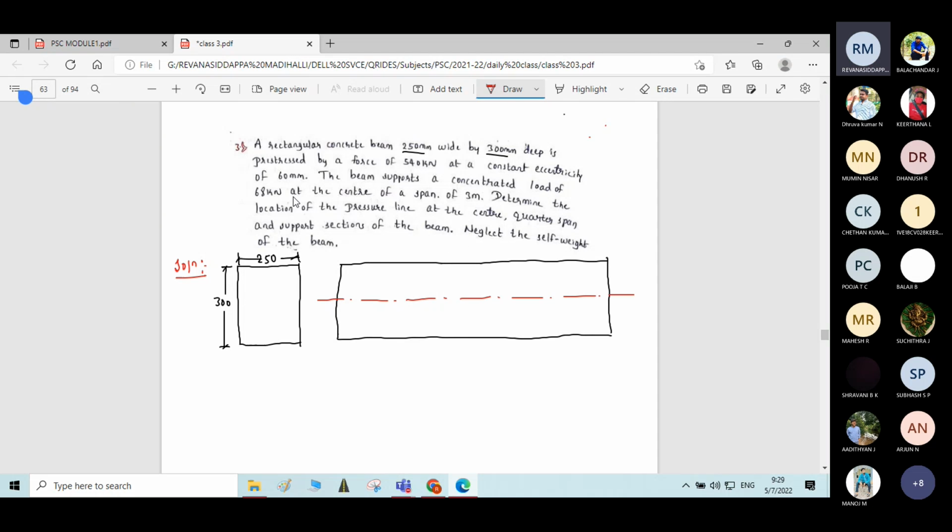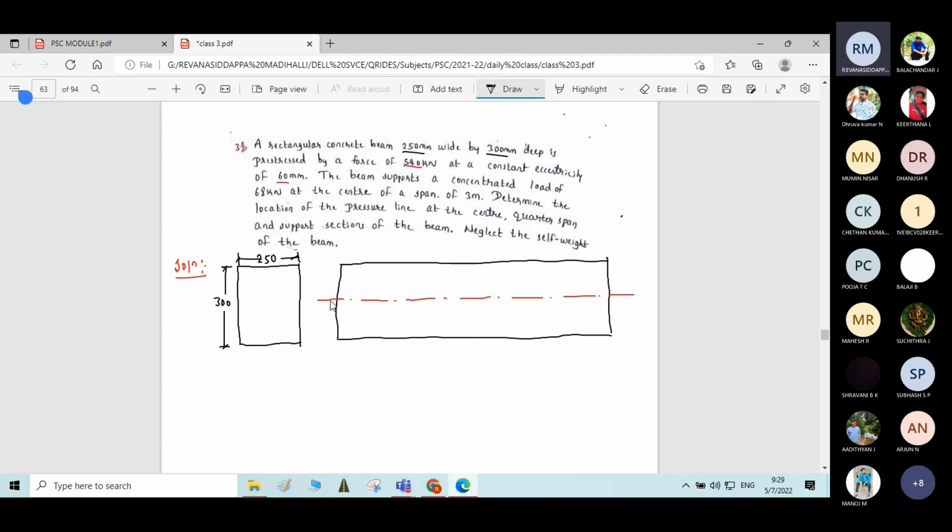Okay, I hope you all have written the problem. Go through it. The rectangular concrete beam, 250 mm wide, 300 mm deep. I have written the cross-sectional dimensions here. It is prestressed by a force of 540 kilonewton at a constant eccentricity of 60 mm.